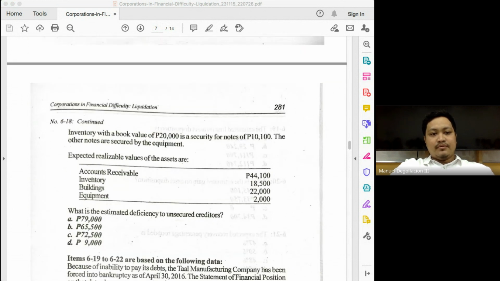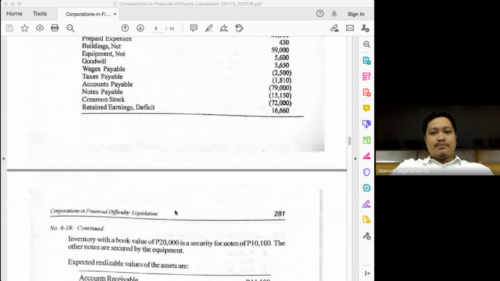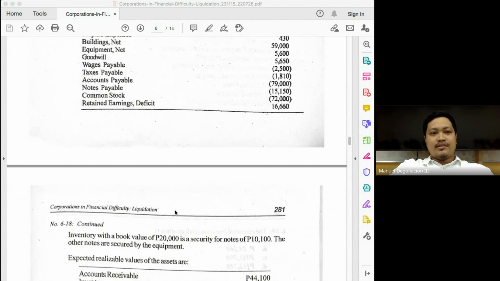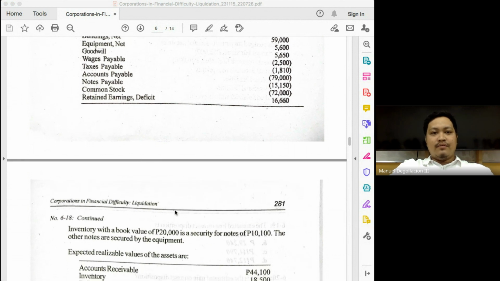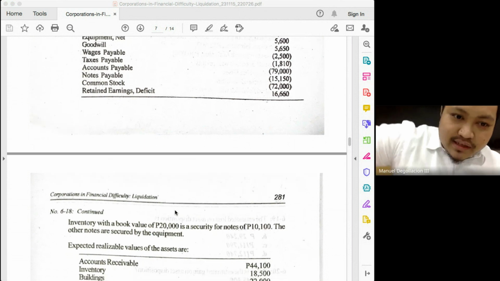89,460. And then we already have our total assets. We just need our total liabilities to solve for our negative equity. We have wages payable, which is 2,500, taxes payable, which is 1,810, accounts payable of 79,000, and the notes payable of 15,150. How much will these four give us, class?